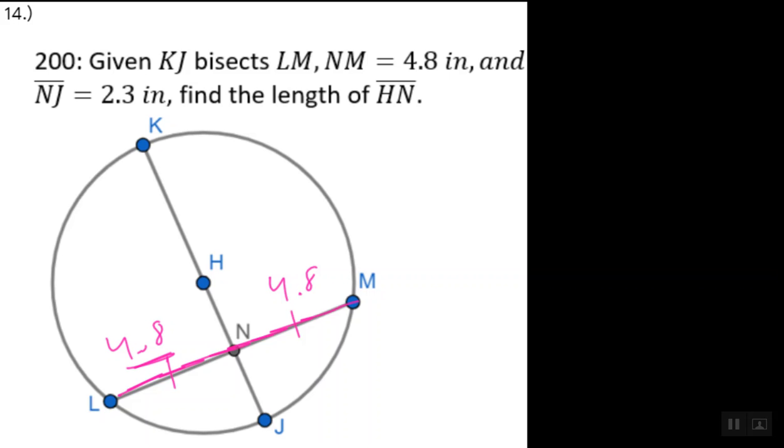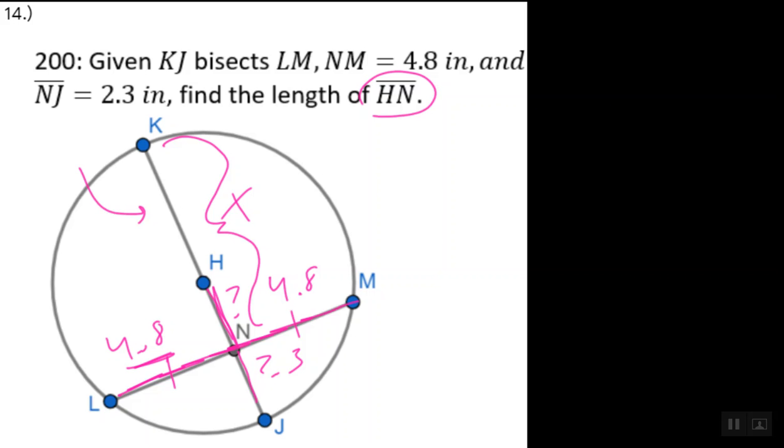It's telling us that LN is also 4.8. We're also given that NG is 2.3. And we want to find the length of HN. Okay, so I'll put a little question mark there. Now this is really tricky, and the reason it's tricky is because we actually can't find HN immediately. So let's just say this whole line right here, let's call that X. Now here we have a diameter and a chord.